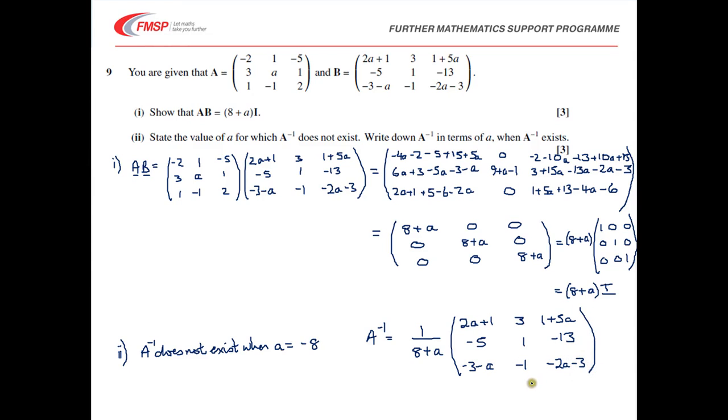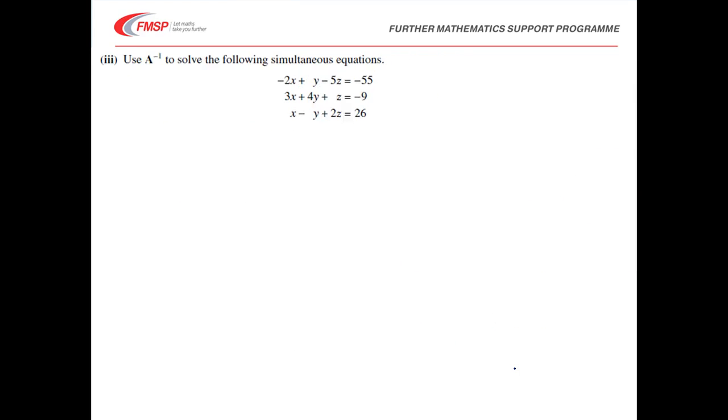And that's as hard as finding the inverse of a 3 by 3 matrix gets in Further Pure 1. You'll learn how to do it properly in Further Pure 2, but in FP1 they will practically give you the inverse, and you'll just need to do a little bit of tweaking so that when you multiply them together you do get exactly the identity.